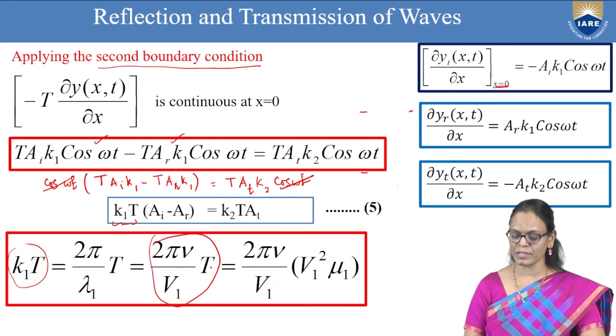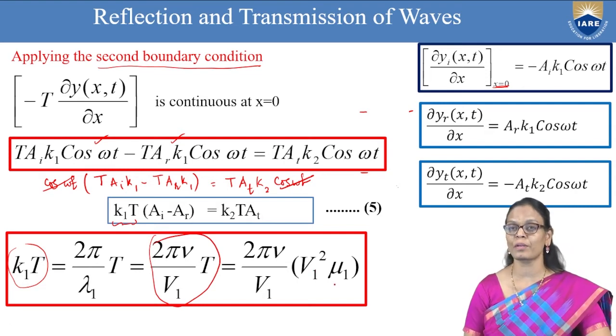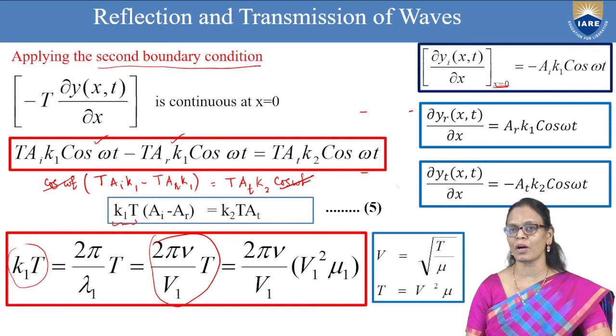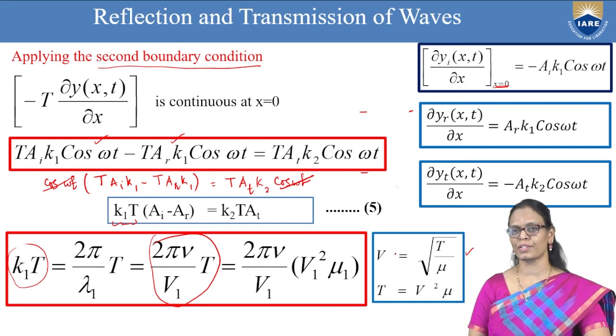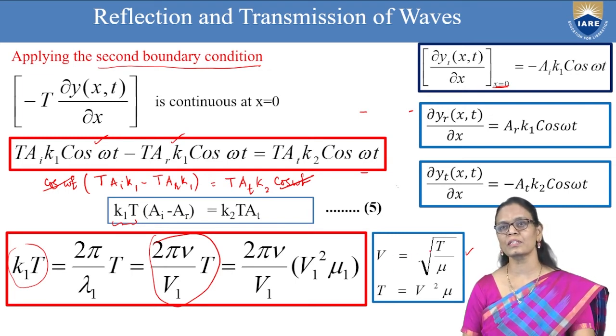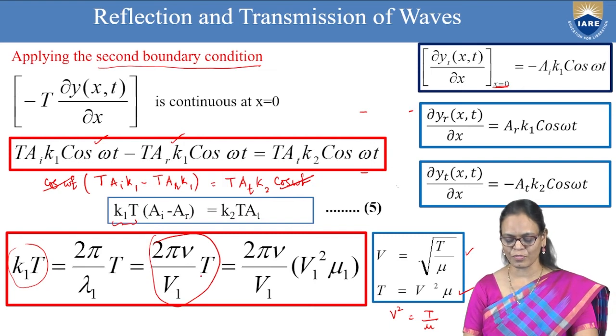And what is this 2 pi nu by V1 into t? For t, we can substitute V1 square mu 1. How we are getting it is from this expression V is equal to under root T by mu, the expression for the velocity of a transverse wave, whose complete derivation we saw yesterday. When I square both sides, we get V square is equal to T by mu, and T will be equal to V square mu. So in place of T here, we are substituting V1 square mu 1.